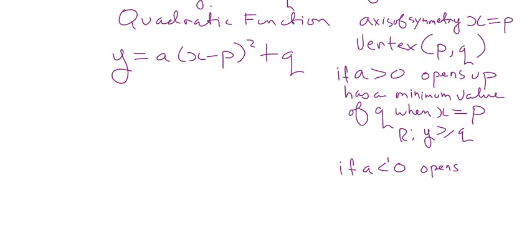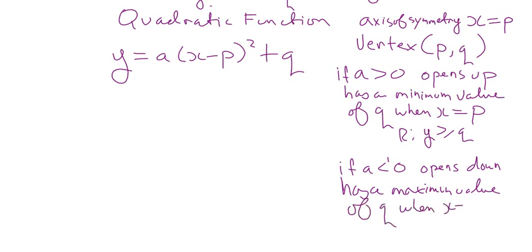And if a is less than 0, it opens down, has a what value? That's a maximum. Maximum value of q when x is equal to p. And the range? y will be less than or equal to q.